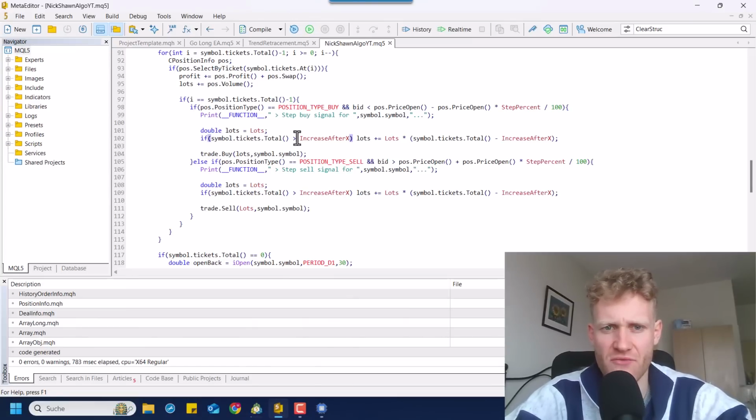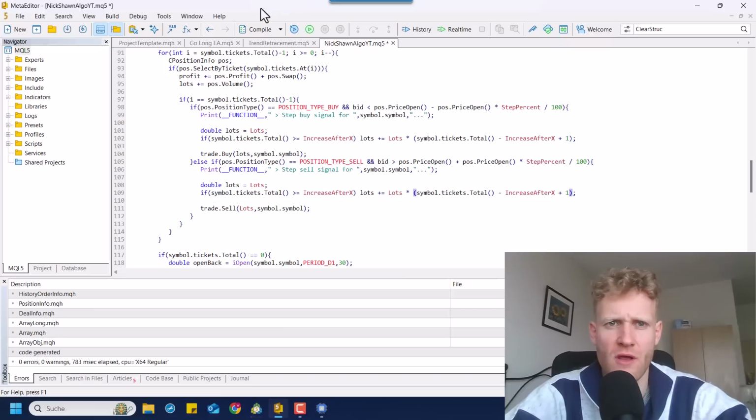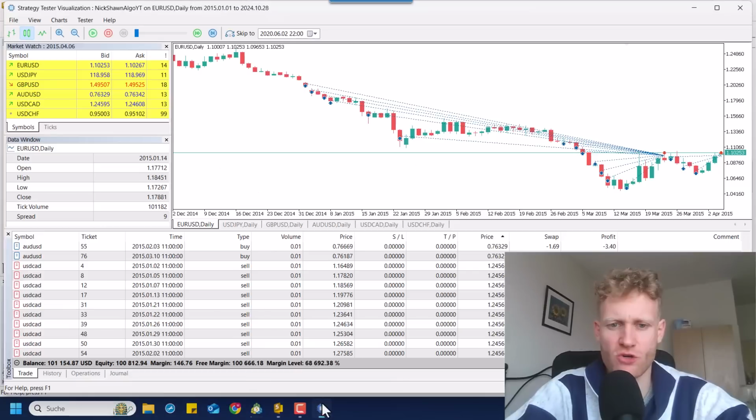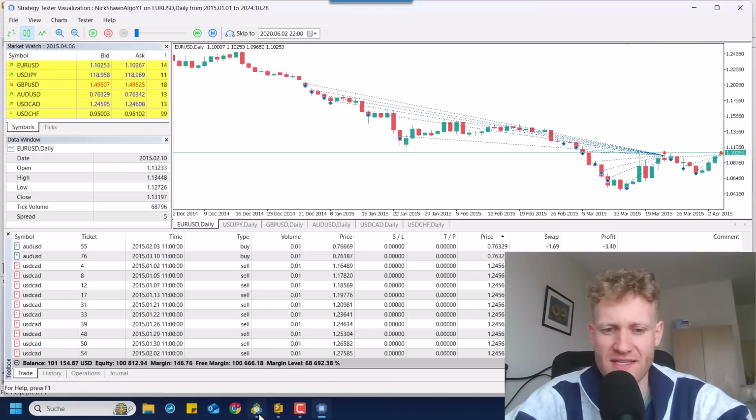5 minus 5 is this. So we have to do it like this. Greater equals, minus and so on, plus 1. Like this, it will work now. Okay, so now it should work and we should increase after, let's say, 5 positions.